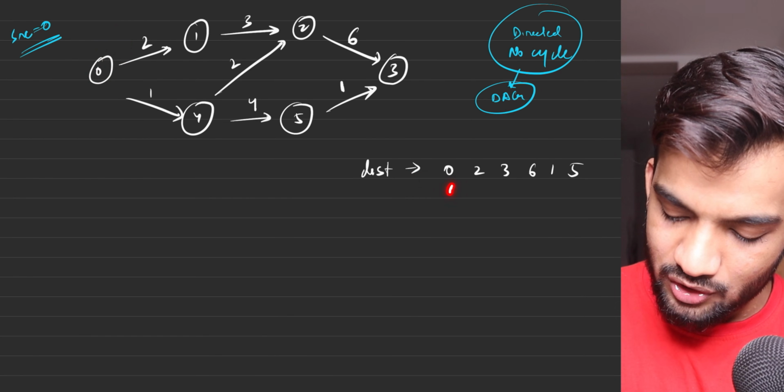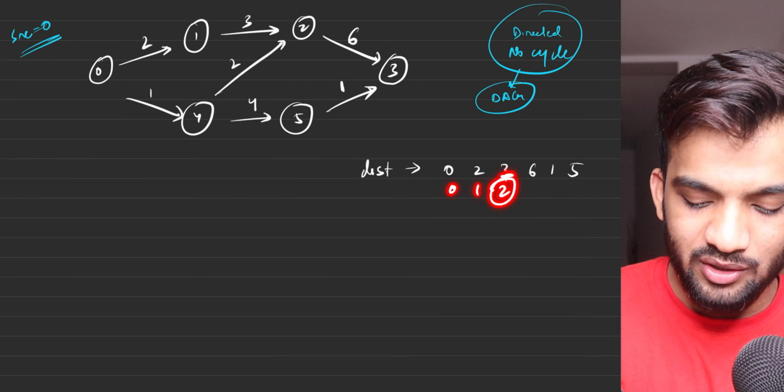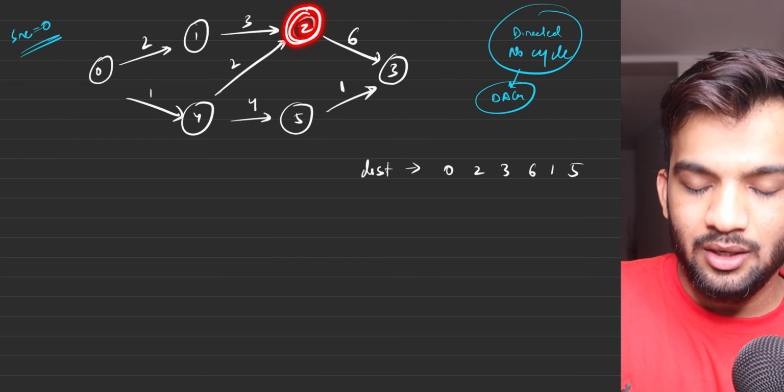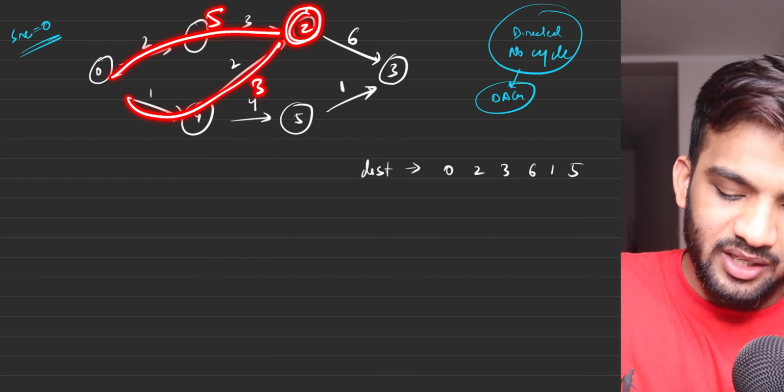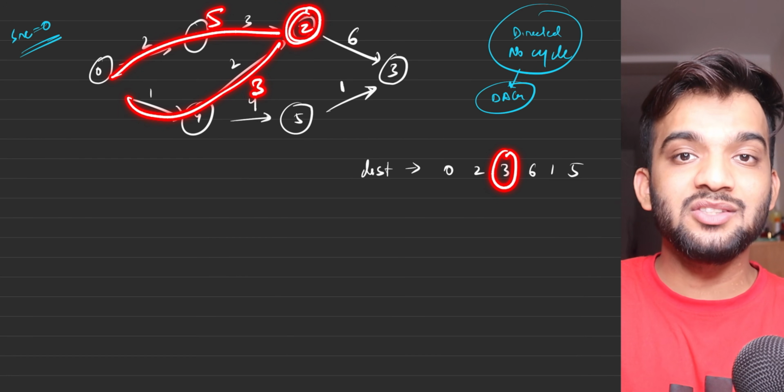If I ask you for the second node, it states 3. Where's the second node? Here. How many paths are there? One is this, which takes 5. One is this, which takes 3. So thereby the shortest path is 3.